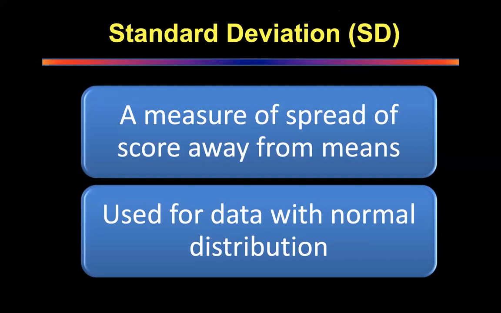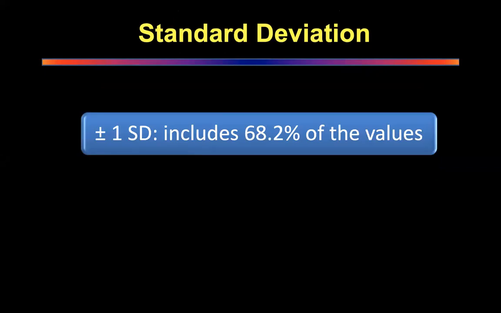So when I ask you this question in the exam, doctor, tell me what is standard deviation, I expect you to say this. It's a measure of spread of score away from means, and it is used for data with normal distribution. This is the definition of standard deviation. Don't give me your own interpretation. Standard deviation can be +1, +2, +3, which means it starts in the center and goes away.